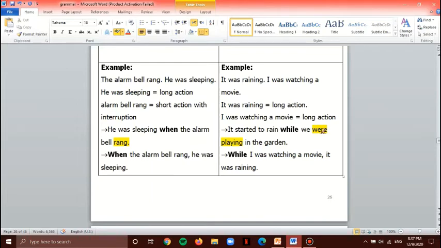Now here I have a long action. We were playing in the garden and it was interrupted by the short action. It started to rain. So I use while before the long action. While always comes before the long action, to make it easier for myself. Even so, while always comes before the past continuous. Okay? While always comes before the past continuous.